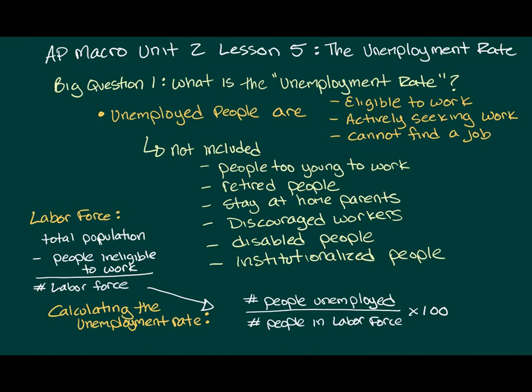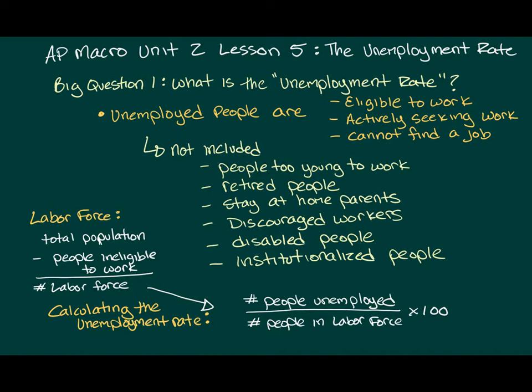These numbers are going to be gathered by the U.S. government's Bureau of Labor Statistics, or the BLS. In order to be considered unemployed in the United States, you basically have to meet three criteria. You have to be eligible to work in the first place. You have to be actively seeking work. That one's going to be really important later on. And you can't actually find a job. So if you can work, want to work, are actively seeking employment, and you can't find a job, those are the requirements for the U.S. government to consider you as unemployed.